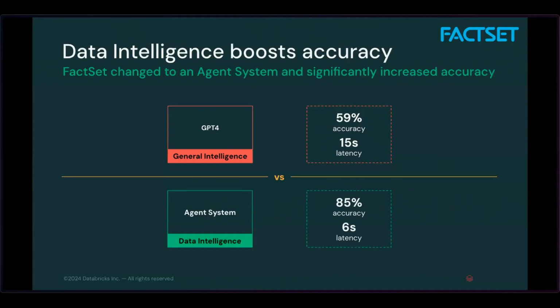So how did FactSet address this? They came to Databricks and deployed an AI agent system. When they did this, their performance went up considerably to about 85%, and latency dropped by over 50%. And they got this to the point where they were able to deploy it into production and use it at scale. So we really differentiate between general intelligence and data intelligence, where you're using AI systems to learn, understand, and reason on your organizational data so that you can create custom AI applications and democratize access to data across your enterprise.